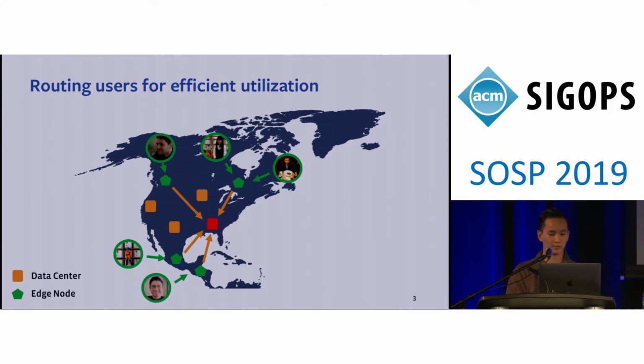The second thing we care about is routing users to nearby data centers to ensure we're providing a good user experience. For example, we could route users to faraway data centers and satisfy our first concern of efficiently utilizing our data centers. But this would provide a bad user experience. So instead, we'd like to route them to nearby data centers.